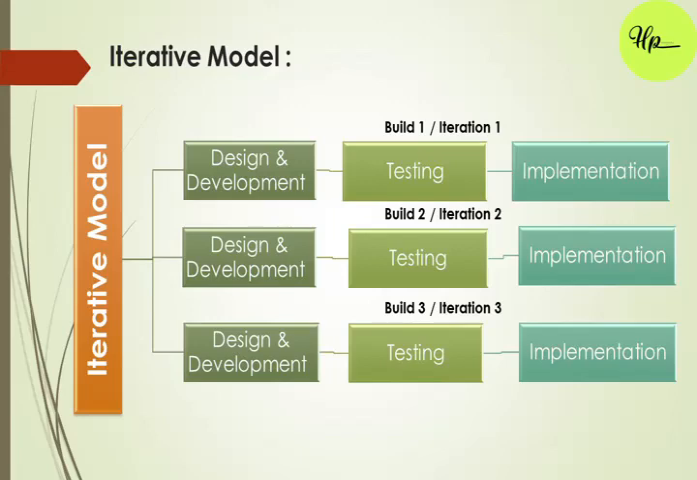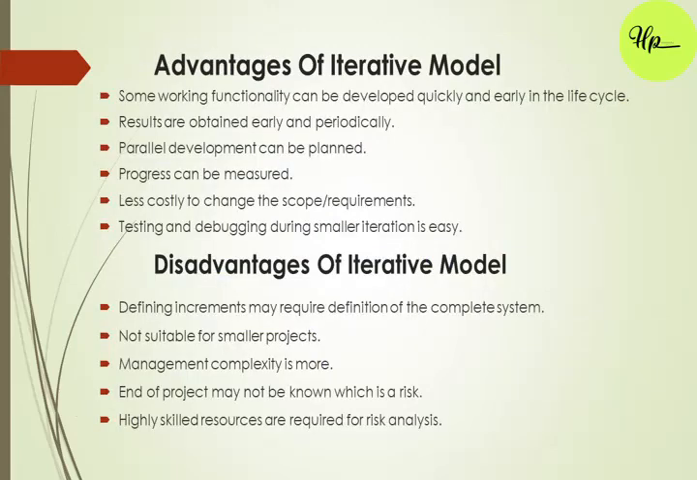At each iteration, design modifications are made, and new functional capabilities are added. The basic idea behind this method is to develop a system through repeated cycles, and in smaller portions at a time, incremental. Iterative and incremental development is a combination of both the iterative design or iterative method and the incremental build model for development. During software development, more than one iteration of the software development cycle may be in progress at the same time. This process may be described as an evolutionary acquisition or incremental build approach. This model also has some pros and cons.